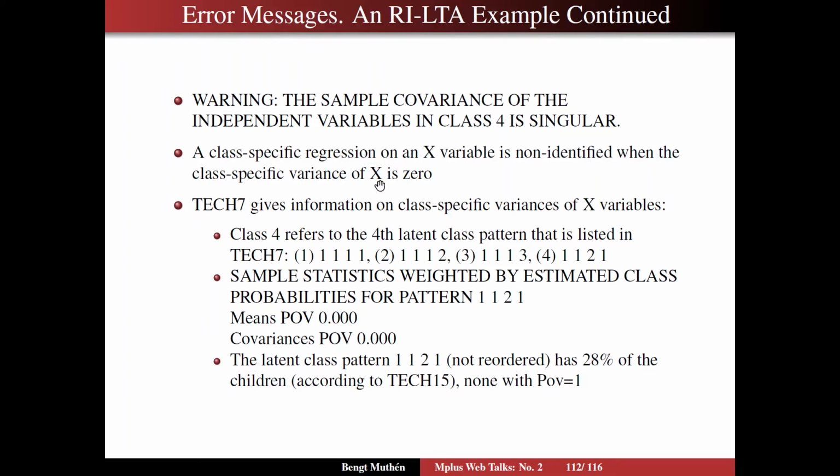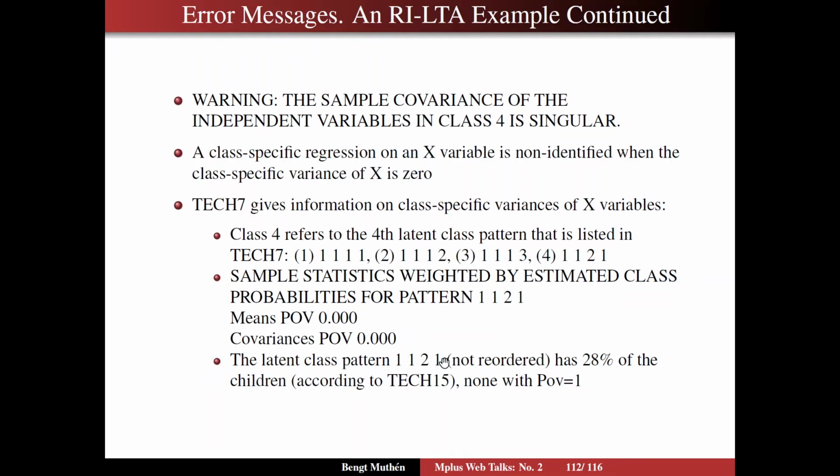And the information about class-specific variance and means for covariance is given in Tech 7. Now this class 4 is the first class where this problem occurs, and it refers to the fourth latent class pattern listed in Tech 7. So they're listed in the order 1, 1, 1, 1 for the 4 latent class variables, 1, 1, 1, 2, 1, 1, 1, 3, and then 1, 1, 2, 1, the fourth pattern. And then you get sample statistics weighted by estimated class probabilities for pattern 1, 1, 2, 1. And you see that the mean and variance is 0, which means that here there's nobody with poverty equals 1. They're all poverty equals 0 people, so no variation.